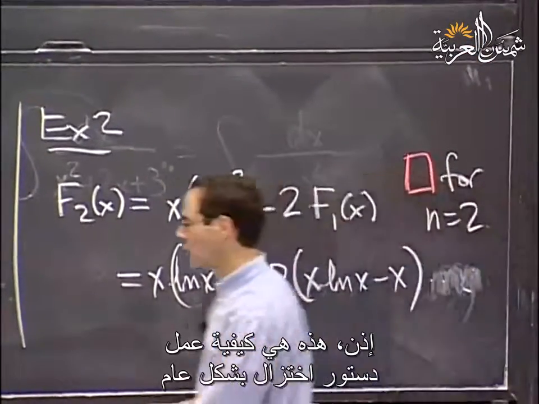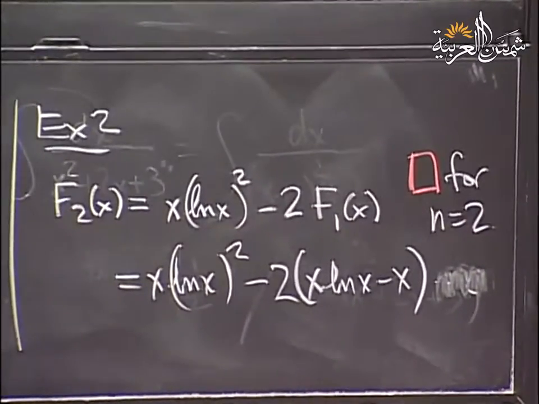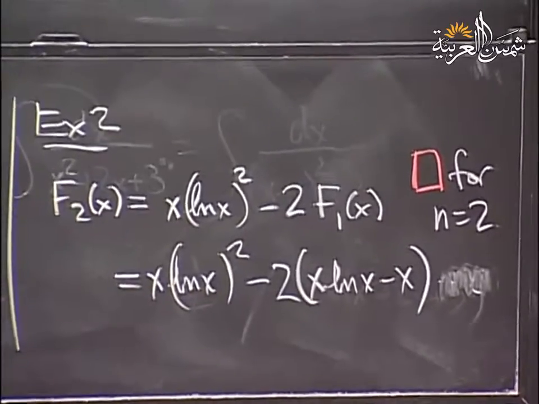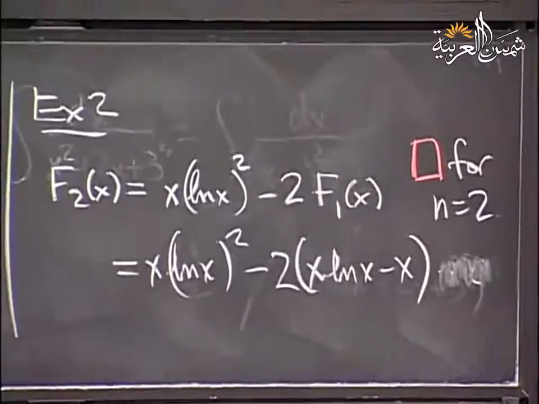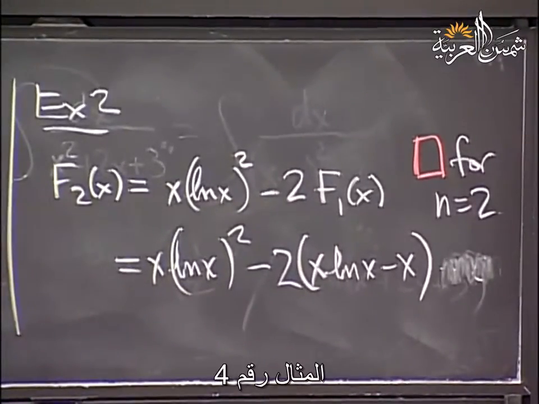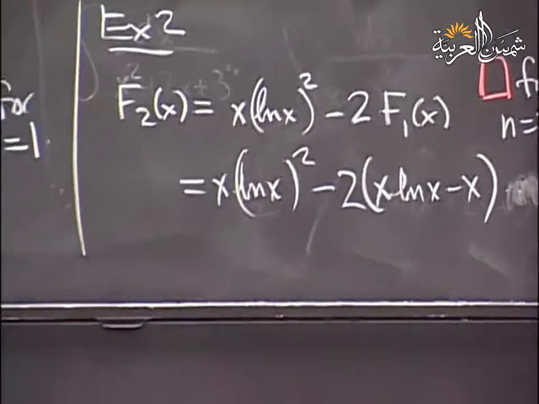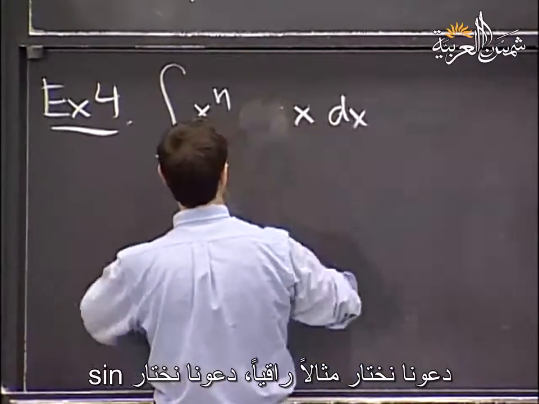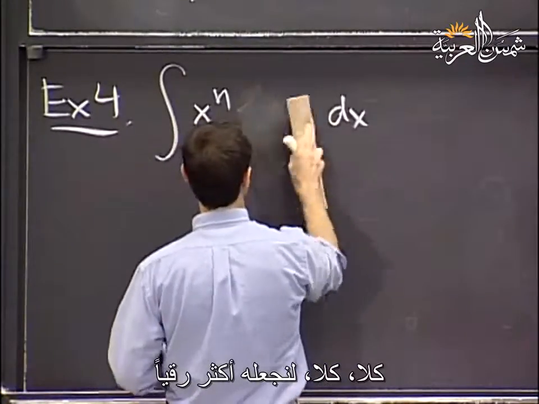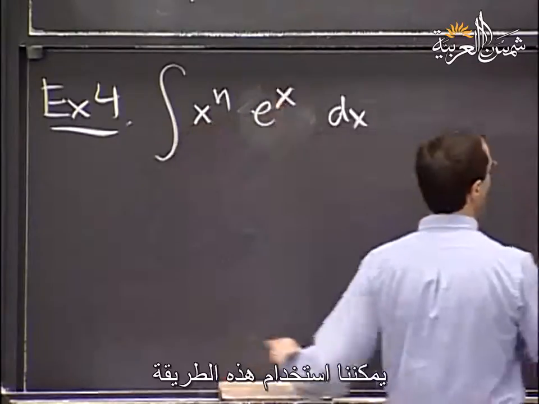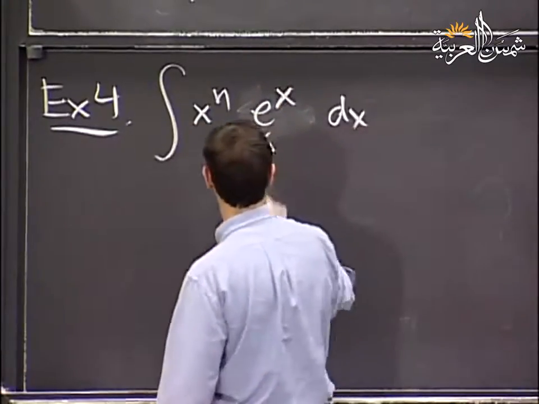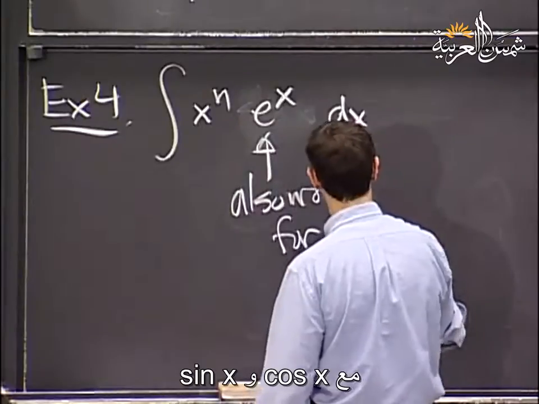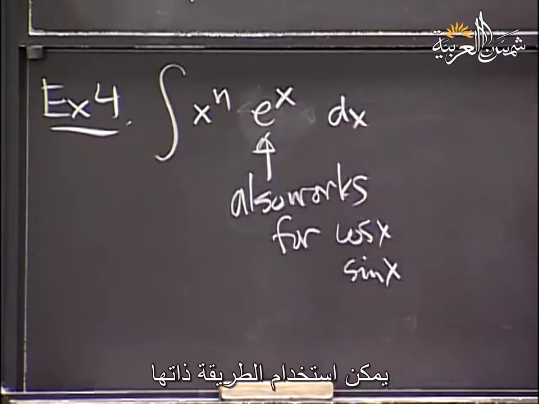All right, so this is how reduction formulas work in general. I'm going to give you one more example of a reduction formula. So I guess we have to call this example 4. Let's be fancy. Let's make it the sine. Oh, no. Let's be fancier still. Let's make it e to the x. All right. So this would also work for cosine x and sine x.